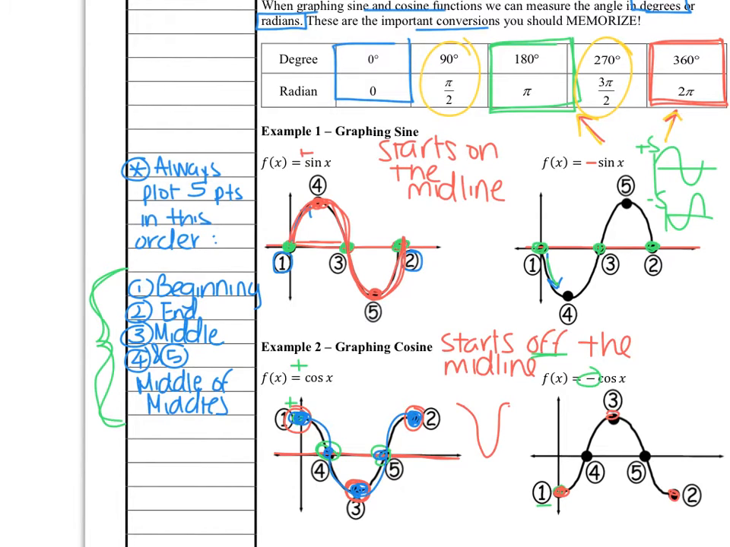And then you connect nice and curvy. That's for positive cosine. For negative cosine, it's the same idea, but we start down low. We start in the negatives. Start down low, end down low. Middle's up high, middle of the middle, on the line.